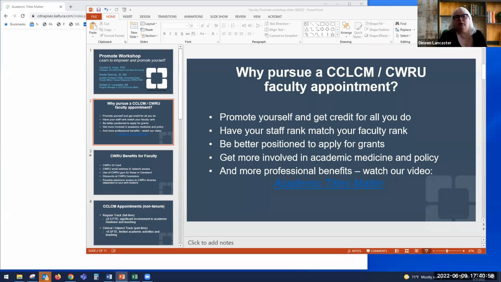So the ranks in the regular track are professor, associate professor, assistant professor, and instructor. These are all in the regular track, and so they allow you to vote on some issues, serve on the School of Medicine committees, and make a difference.